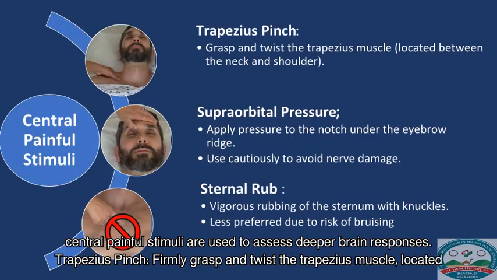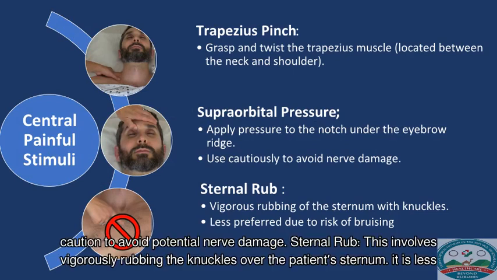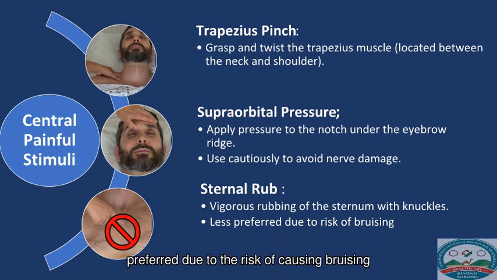Central painful stimuli are used to assess deeper brain responses. Trapezius pinch. Firmly grasp and twist the trapezius muscle, located between the neck and shoulder. Supraorbital pressure. Apply pressure to the notch just beneath the eyebrow ridge. Use this method with caution to avoid potential nerve damage. Sternal rub. This involves vigorously rubbing the knuckles over the patient's sternum. It is less preferred due to the risk of causing bruising.